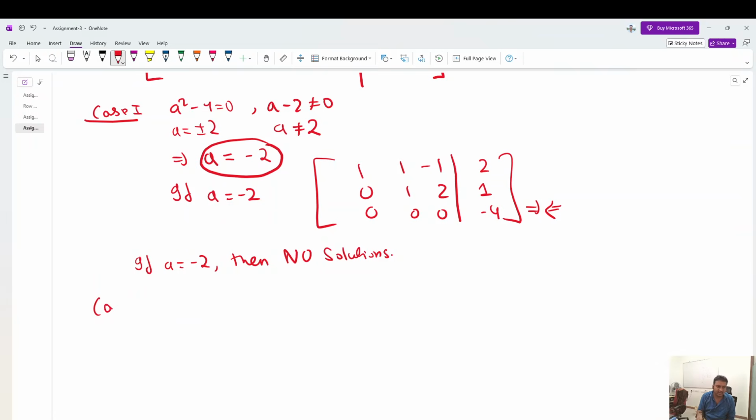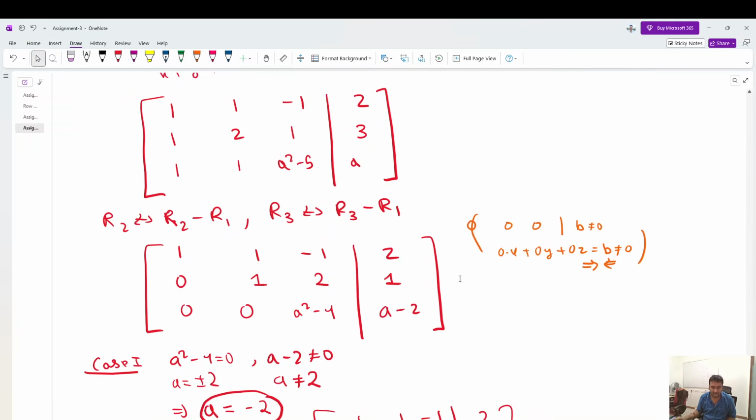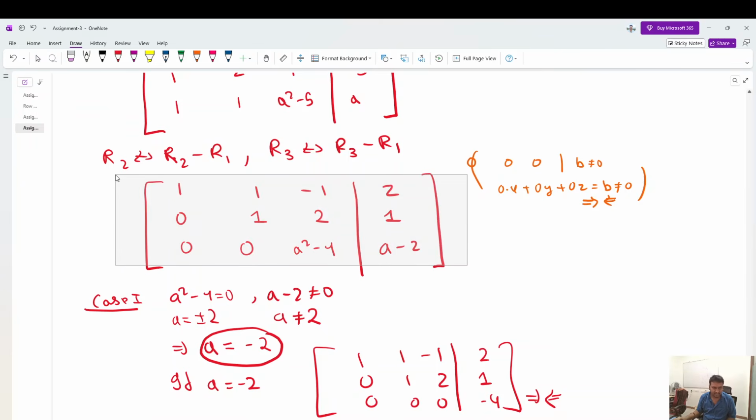Okay, now what would be the next case? Both of them are 0, right? A square minus 4 is 0 and a minus 2 is 0. Note that you have already exhausted the possibility a equal to minus 2 above, because from here what you get, a is 2 only. This is the case, right? So let's see what is happening, and let me copy the matrix so that I don't have to write things again and again.